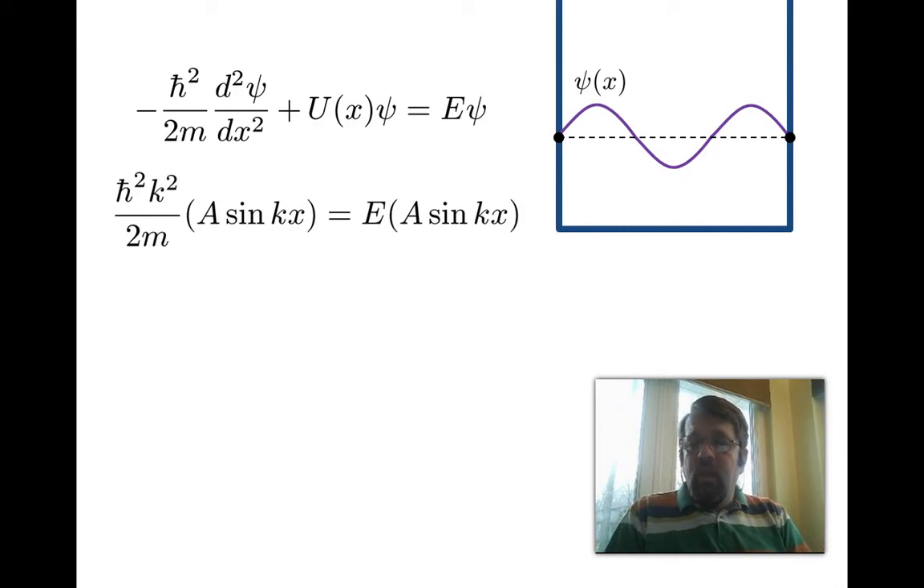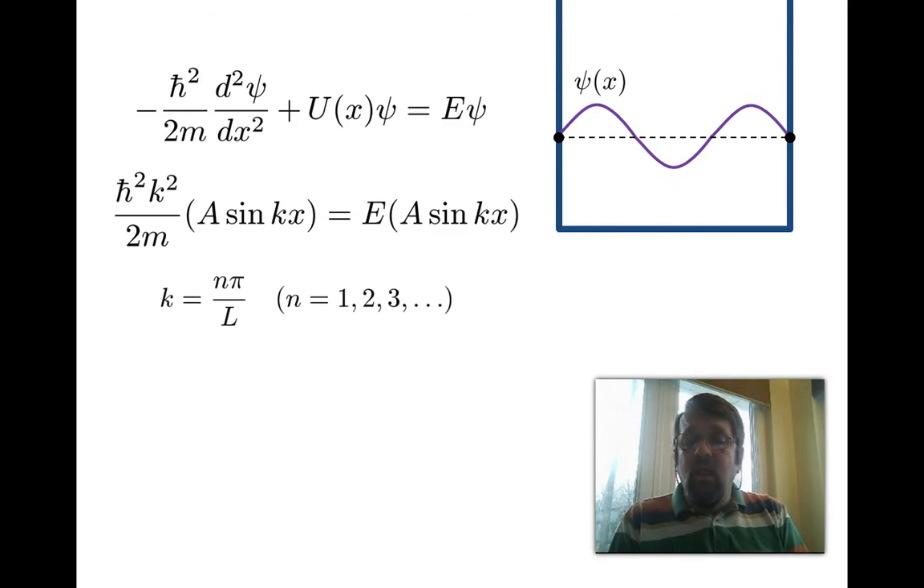Now, what does the time-independent Schrodinger equation tell us further? Well, U is equal to 0 inside the box, and so on the left-hand side, when I take that second derivative of the sine function, I get minus the sine function, and so I just get h bar squared times k squared over 2m times the wave function is equal to E times the wave function, which means that h bar squared k squared over 2m is equal to E. But only certain values of k are possible. k is equal to n pi over L, where n is equal to 1, 2, 3, and so on.